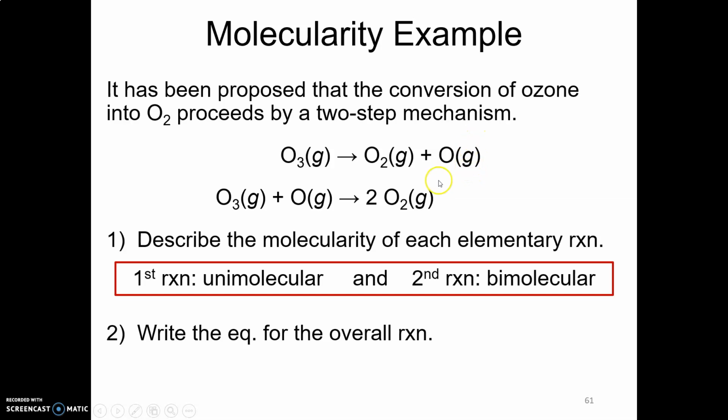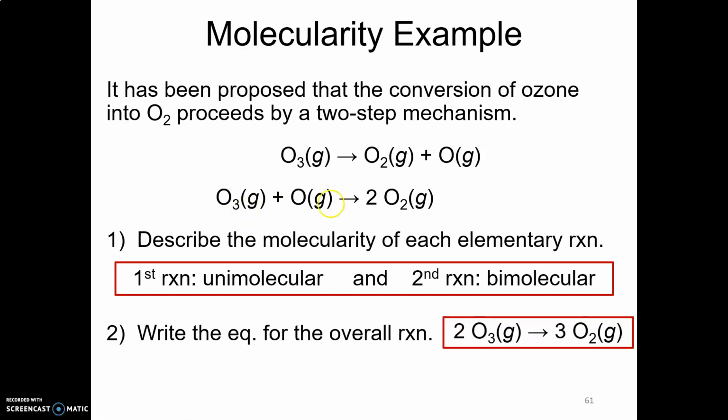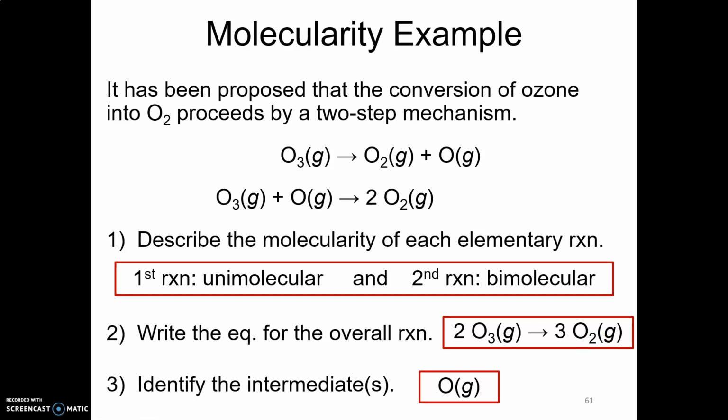We have a name for that. What's the name for something that doesn't appear in the overall reaction? Something that's produced and then consumed. Yes, it's an intermediate. Okay, very good. And then 2 O3s, we got 2 moles of O3 as our reactant, decomposing into 3 moles of O2. It is balanced. 2 times 3 is 6. 3 times 2 is 6, right? And as we've already said, the intermediate in this case is the singular monatomic oxygen.